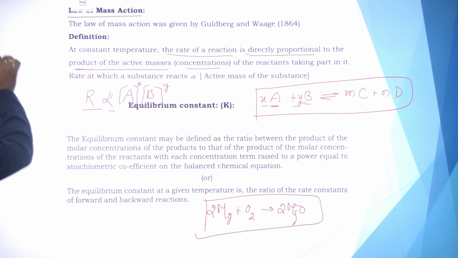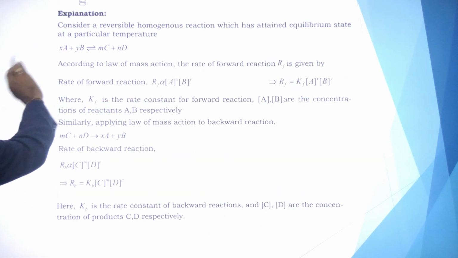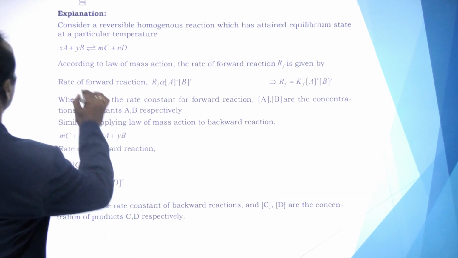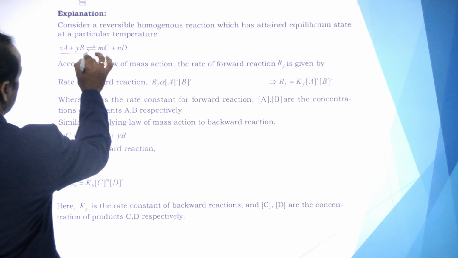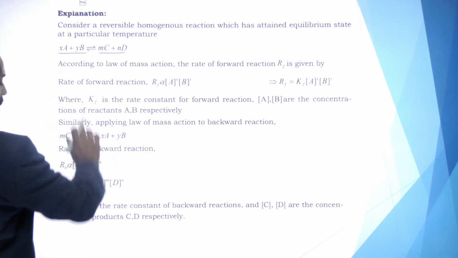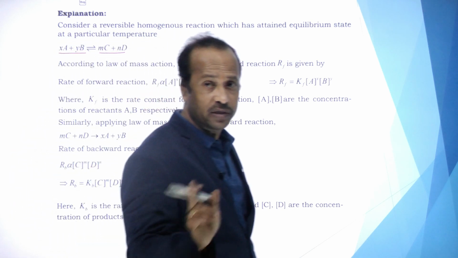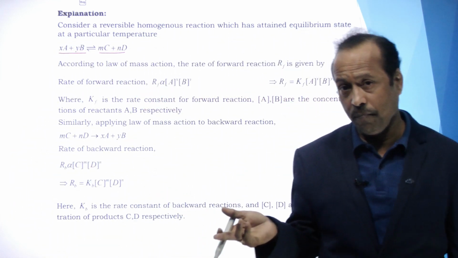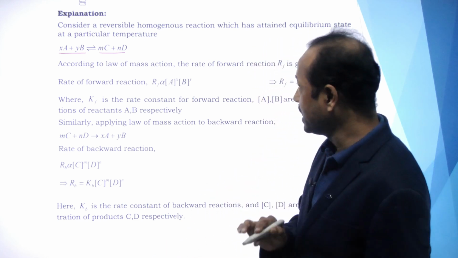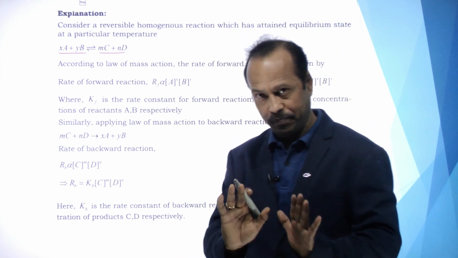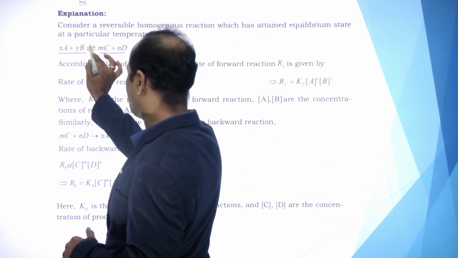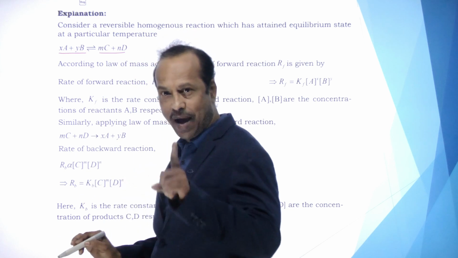Now let's go to the next. Here you see, students, this equation is given. X moles of A reacting with Y moles of B to give the products M moles of C and N moles of D. Now we apply two reactions for this. This represents the forward reaction, and this represents the backward reaction.